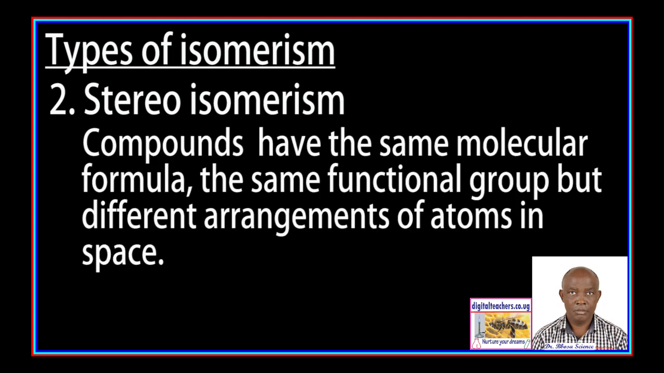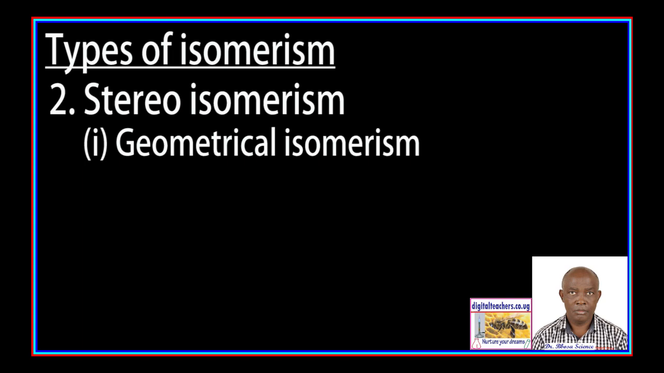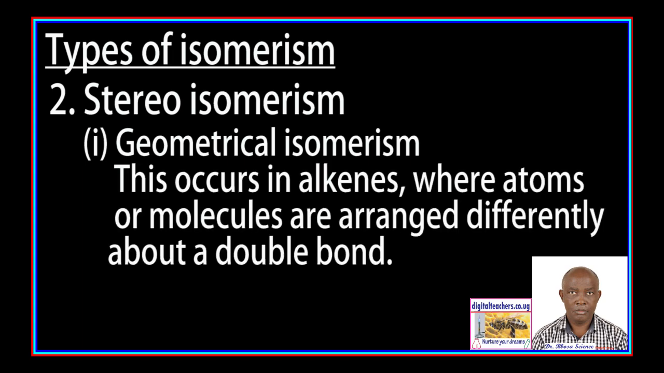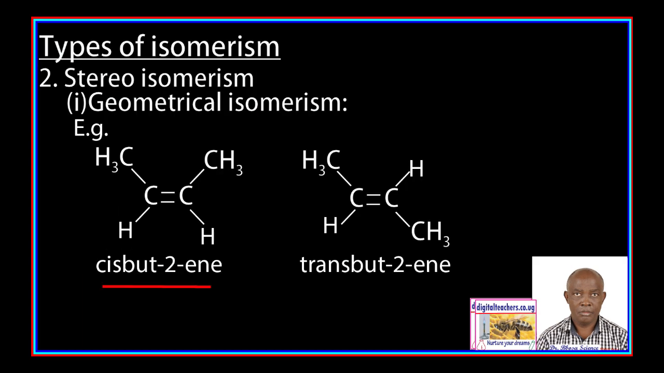The second type of isomerism is stereoisomerism. Compounds have the same molecular formula, the same functional group, but different arrangement of atoms in space. 1. Geometrical isomerism. This occurs in alkenes where atoms or groups are arranged differently about a double bond. For example, cis-2-butene, where the methyl groups are on the same side of the double bond, and trans-2-butene, where the methyl groups are across the double bond.